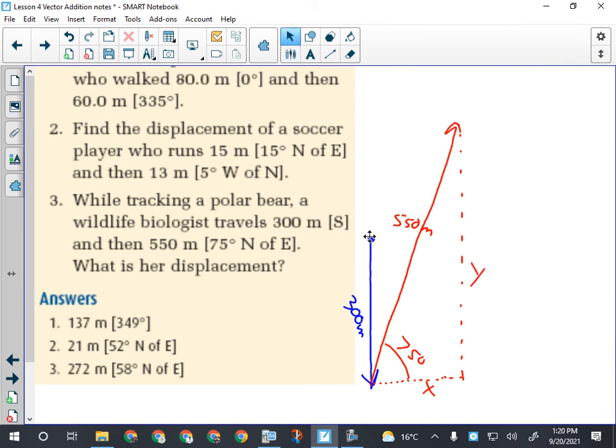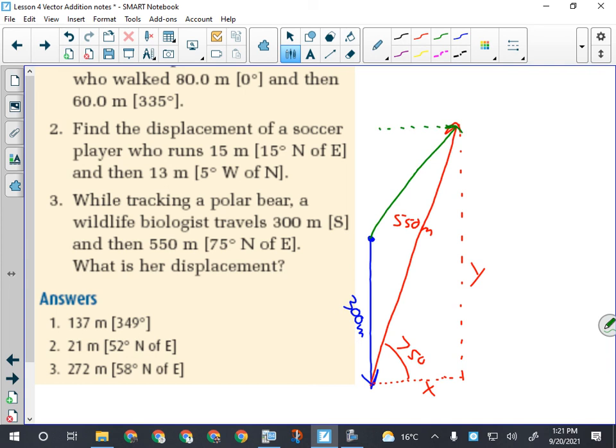Where do I draw my resultant? They want me to find the displacement. The displacement is my change in position. Yeah, from start to end. This is my initial position. That's my final position. So the green line would represent my overall displacement. It will have an x component, a y component, and a vector.